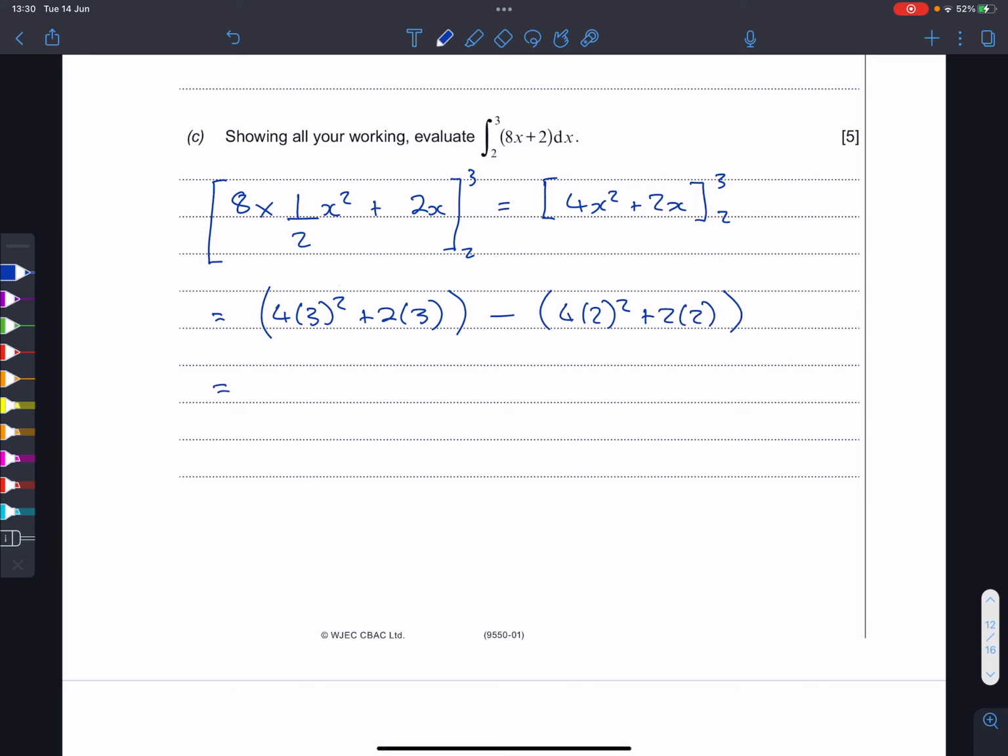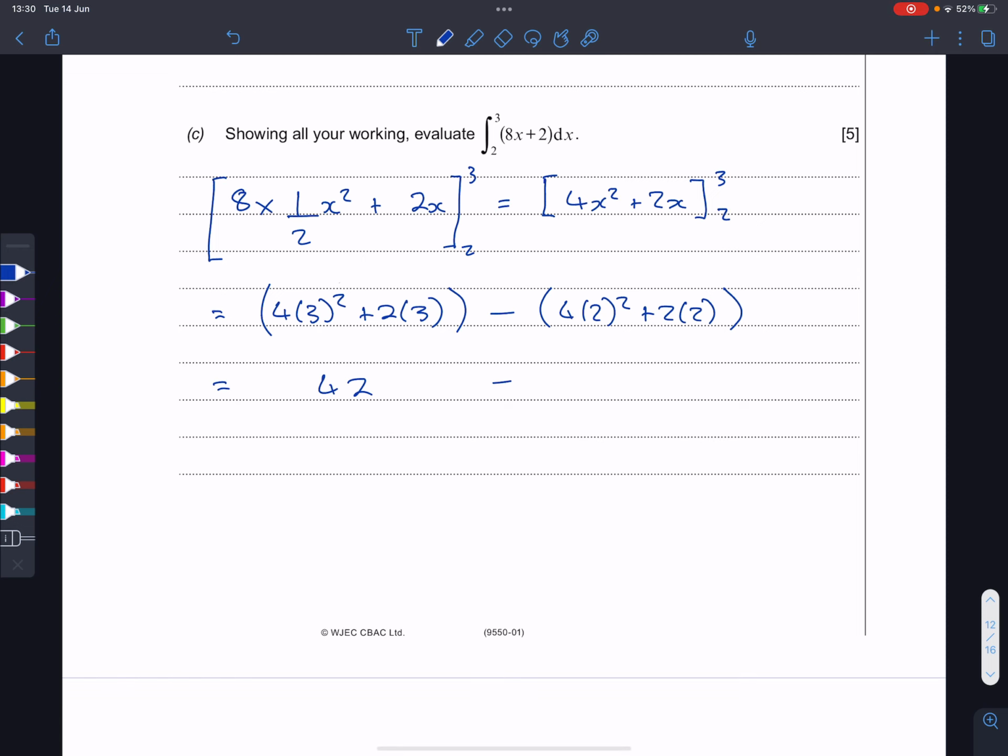Now I turn to my calculator. 4 lots of 3 squared plus 2 lots of 3 is 42. Take away 4 lots of 2 squared plus 2 lots of 2 is 20. So overall we get 22.